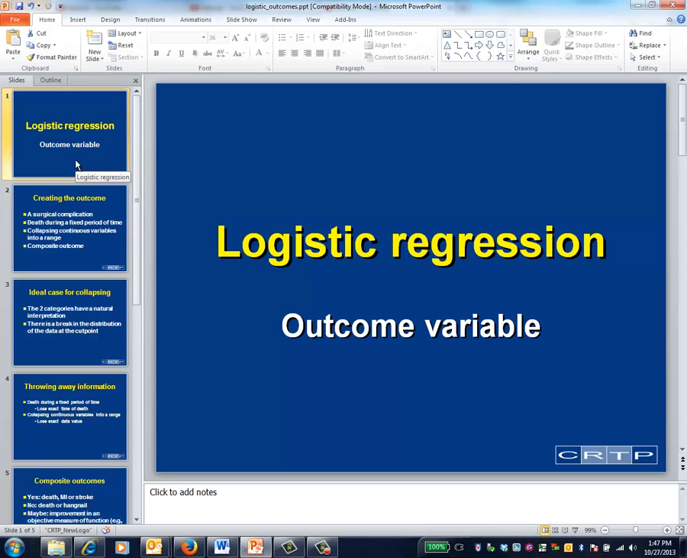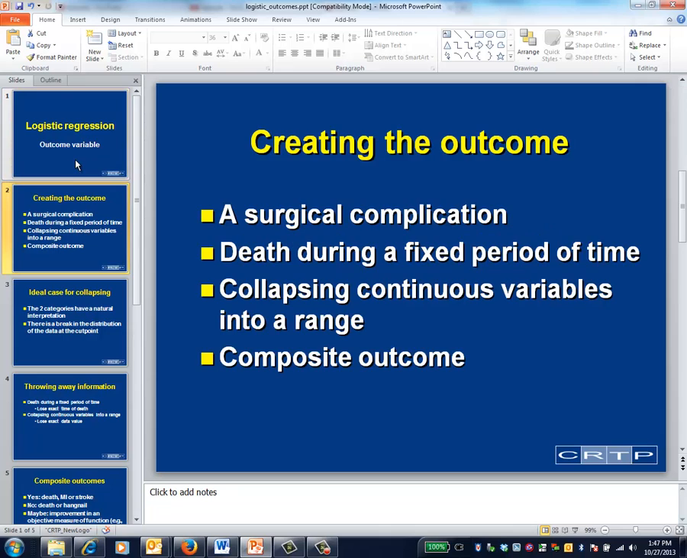This is the logistic regression video on defining the outcome variable. Please recall that what makes logistic regression distinctive is that the outcome variable is dichotomous. In some cases, this dichotomous outcome is unequivocal and natural. For example, a surgery will either lead to a major complication or it won't.